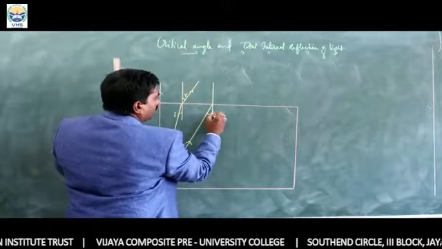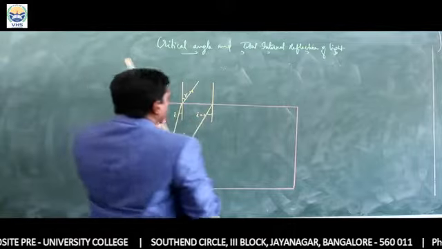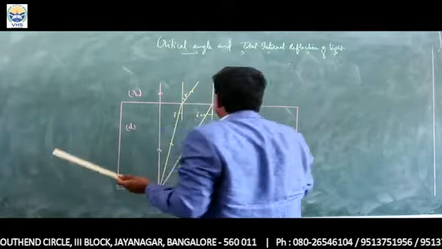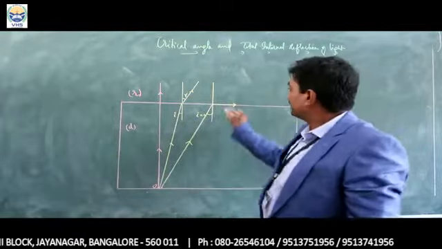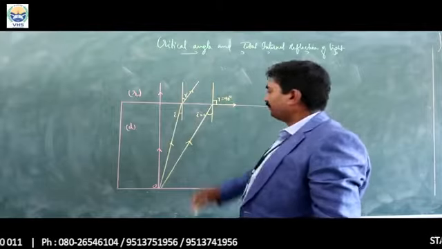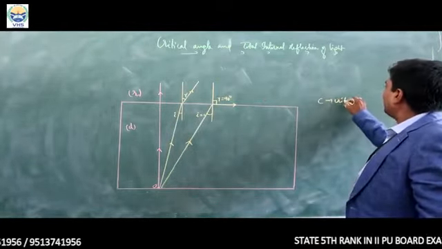For this particular angle of incidence, that is known as the critical angle, the ray grazes the interface. In this case, the angle of refraction becomes 90 degrees. That means C is the critical angle.